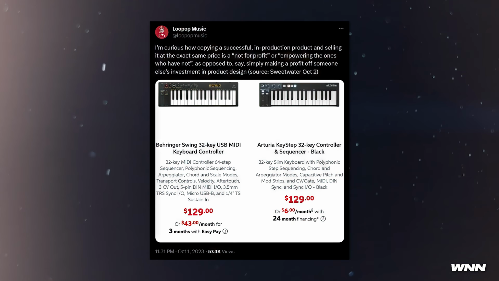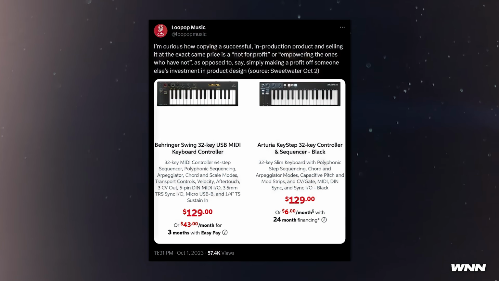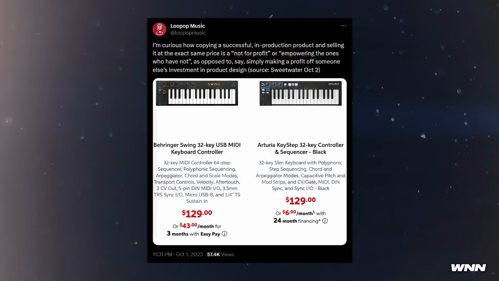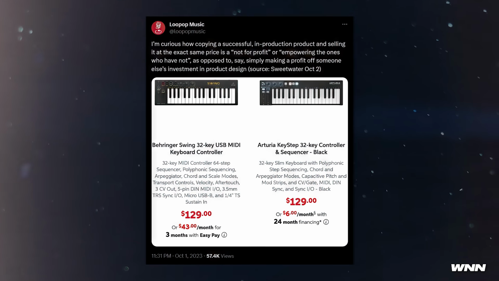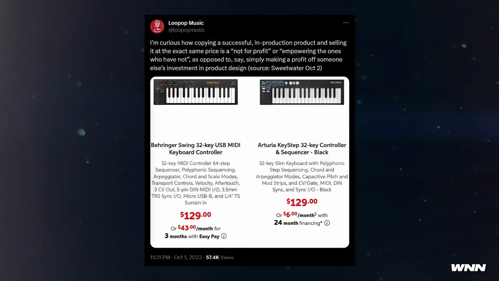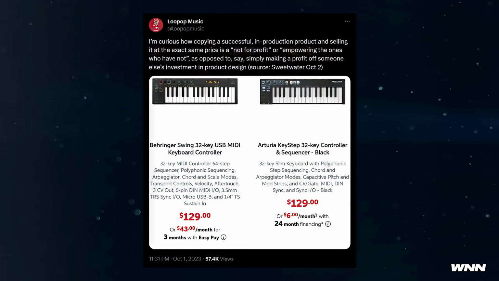So anyways, I triggered Loop Hop to do this here. He posted a tweet yesterday saying, "Curious how copying a successful in-production product and selling it at the exact same price is a not-for-profit or empowering the ones who have not, as opposed to simply making a profit off someone else's investment in product design." Yeah, he's got a point.